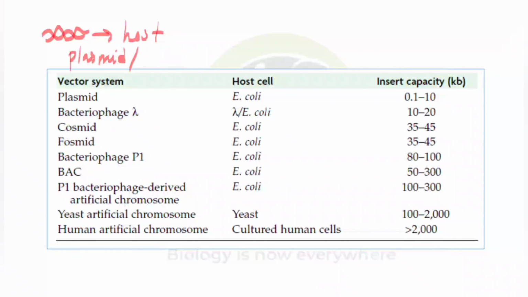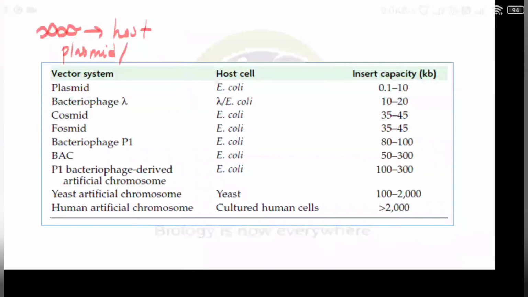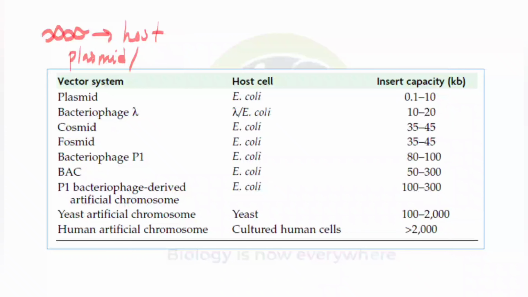Every vector has its own capacity, meaning it can hold DNA only up to a certain size in kb in its plasmid. So this is the list of the different vectors in increasing order. The smallest carrying capacity is of plasmid, only 0.1 to 10 kb, and the host cell is E. coli. After that, bacteriophage lambda has about 10 to 20 kilobase, and then cosmid, whose host is E. coli, with an insert capacity of about 35 to 45 kb.